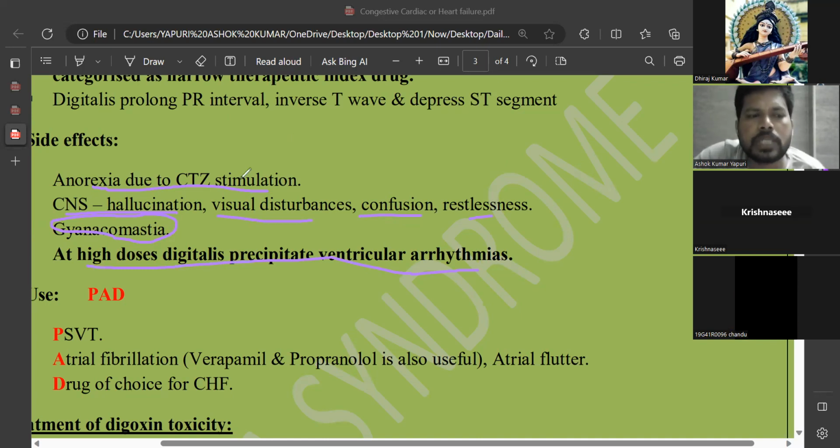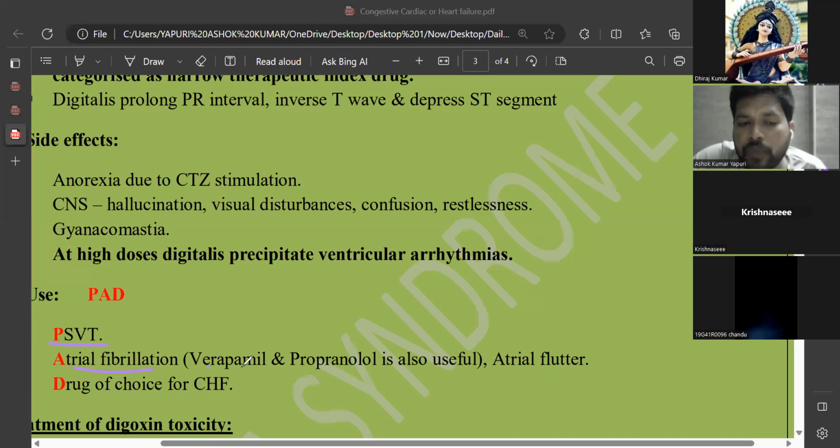So these are the side effects of digitalis. And next, applications of digitalis. It is used in paroxysmal supraventricular tachycardia, the condition in which the heartbeat is more than 200 beats per minute, that is PSVT. In that condition, digitalis will help. And atrial fibrillation.